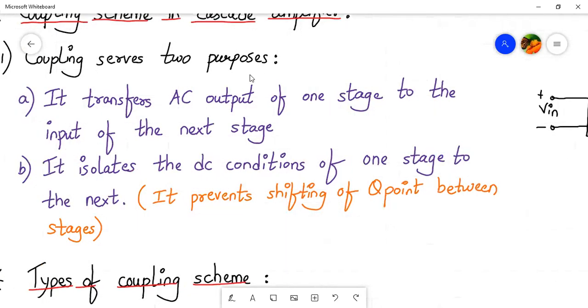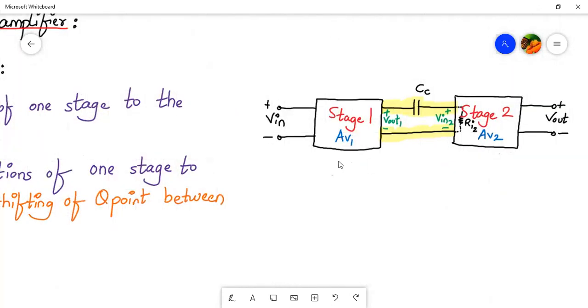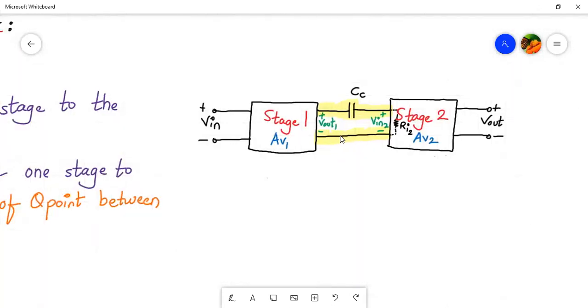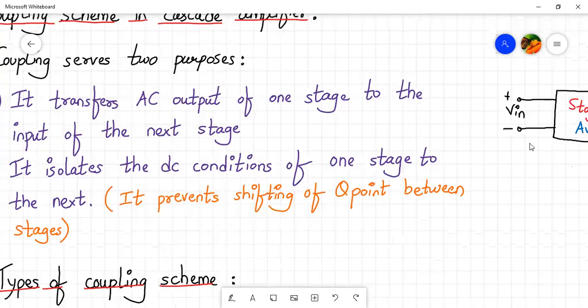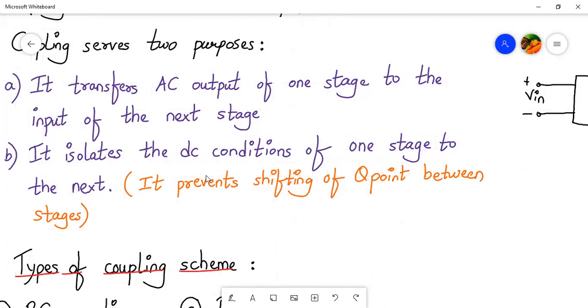The coupling scheme will serve two purposes. First, it will transfer the AC output of one stage to the input of the next stage, as happens here. V out one contains the AC component, and that AC component becomes the input of the second stage. That's how your AC travels from one stage to the other. Second, it might isolate the DC condition, though not always. In direct coupling, it will not isolate the DC condition, but the RC coupling will isolate the DC condition of one stage from the next. That means it will prevent the shifting of the Q point between the two stages. This point will be more clear when we solve numericals on the RC coupled amplifier.